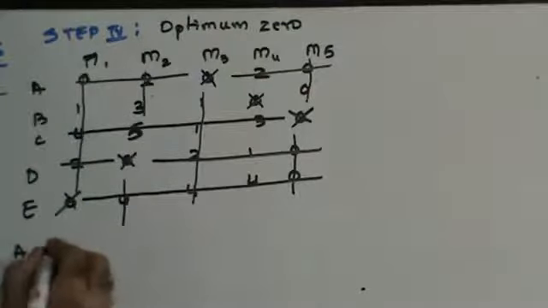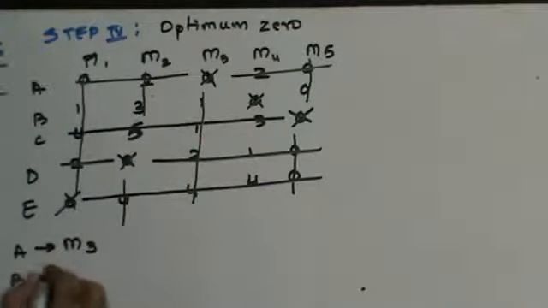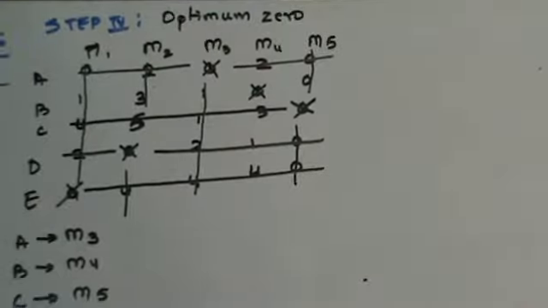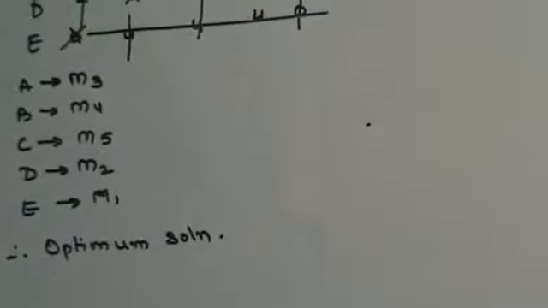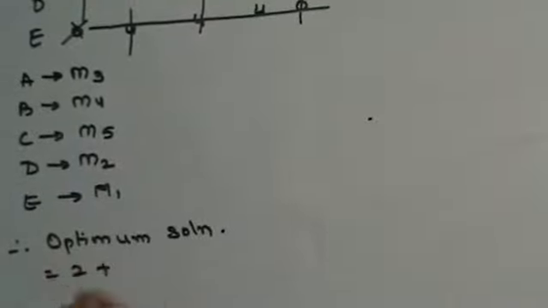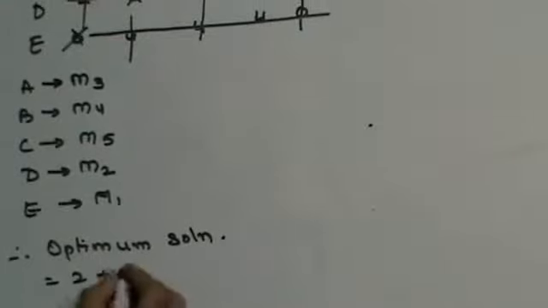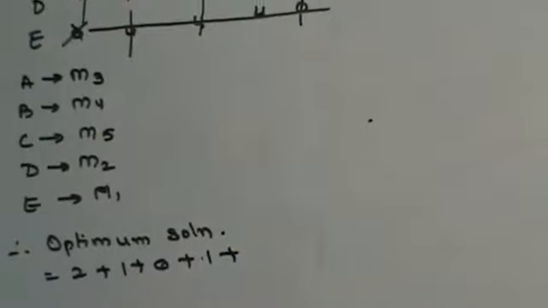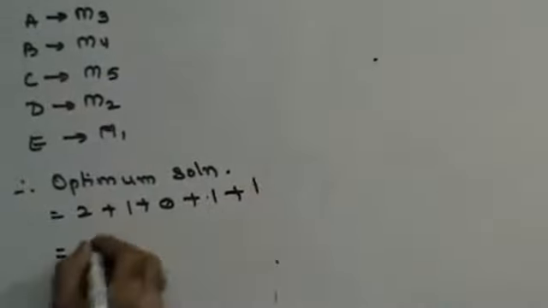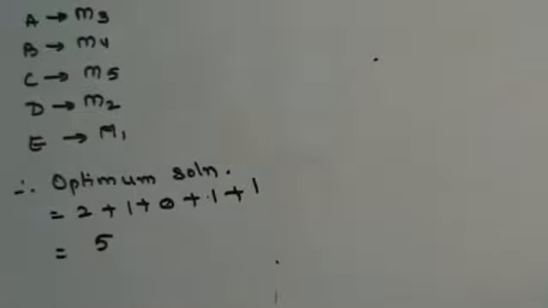So I can therefore say that A corresponds to M3, B corresponds to M4, C corresponds to M5, D corresponds to M2 and E corresponds to M1. Therefore, the optimum solution is A corresponds to M3, that is going to be 2, B corresponds to M4, that is 1, C corresponds to M5, which is 0, D corresponds to M2, which is 1, and E corresponds to M1, which is 1. 2, 3, 4, 5. So the optimum value of the solution is 5, right?